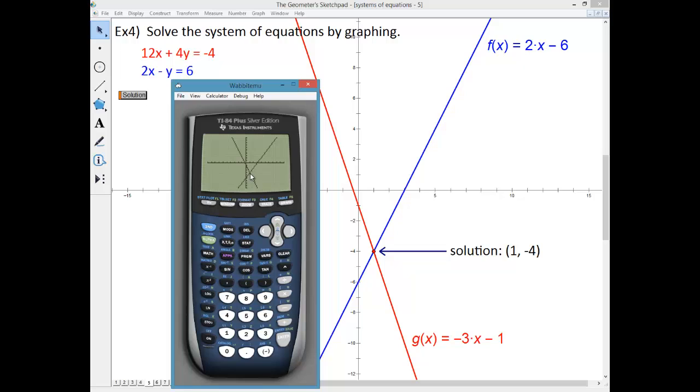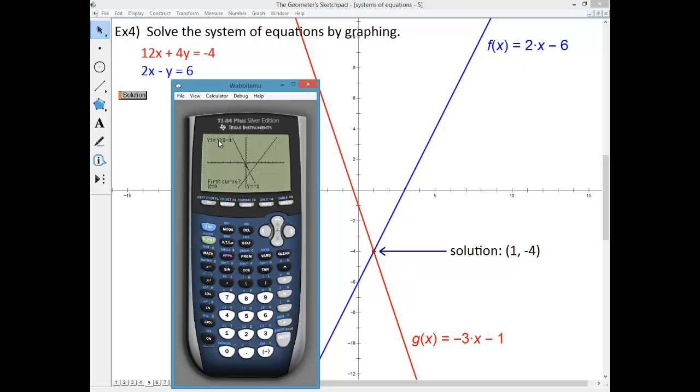To actually calculate the intersection point, I'm going to use this blue calculate function. To get that, I'm going to go to second, trace. If you look at your menu of options, we're looking at option 5. You can either scroll down to option 5, or just click the number 5, and it's going to take you back to your graph, and you're going to see a few new things on your graph.